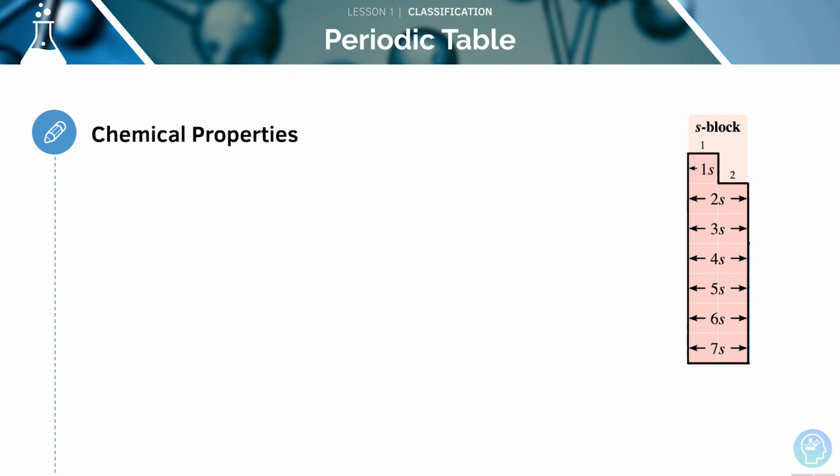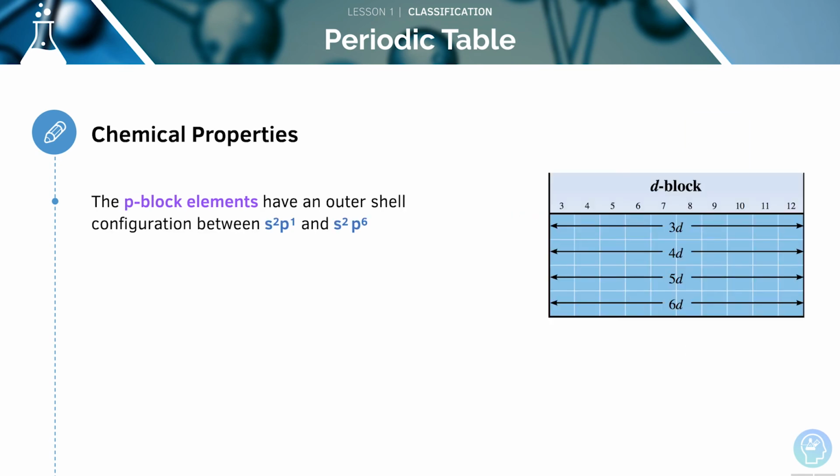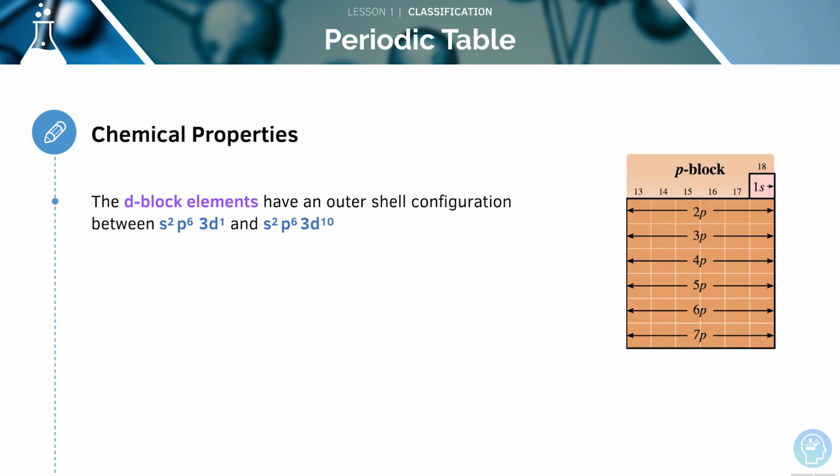Let's look at some chemical properties. The S block elements have an outer shell configuration of S1 or S2. The P block elements have an outer shell configuration of S2P1 to S2P6. The D block elements have an outer shell configuration between S2P6 3D1 all the way to 3D10.